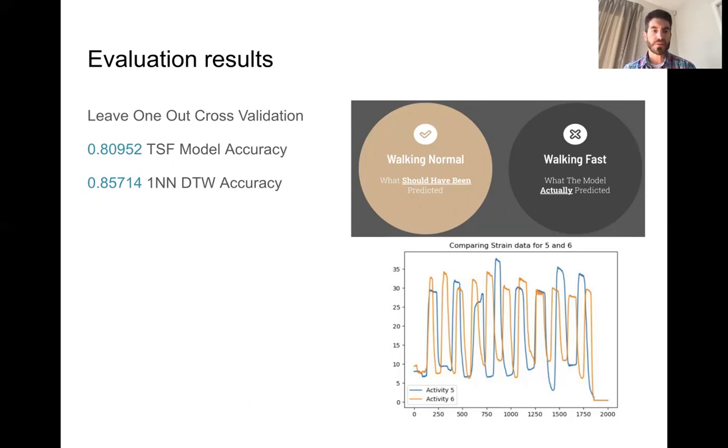It turns out that most of them were between 80 and 85%, so it didn't matter which model we used. And the most difficult part was determining whether it was walking normally or walking quickly.